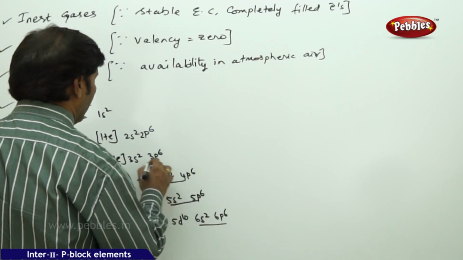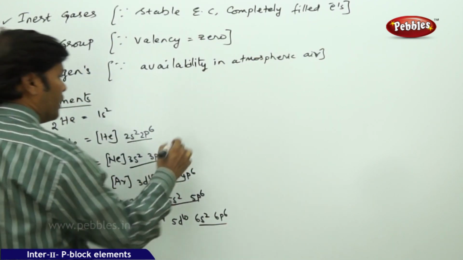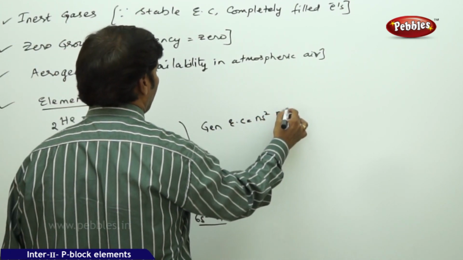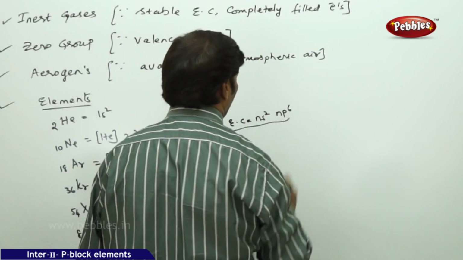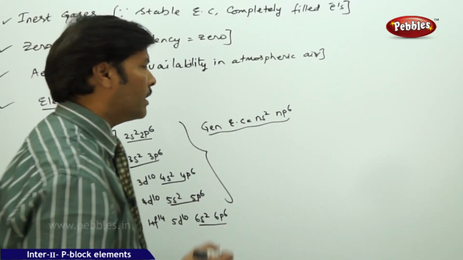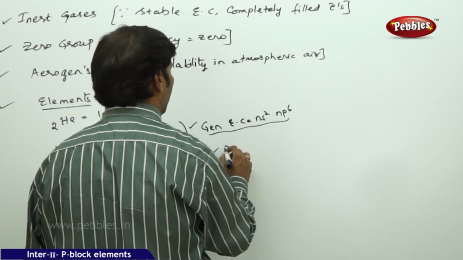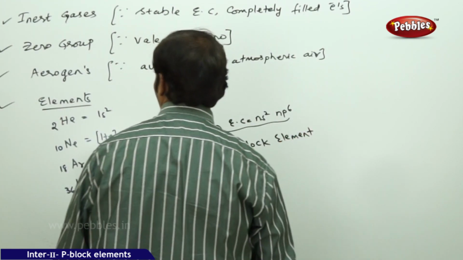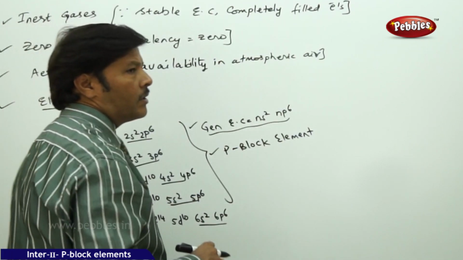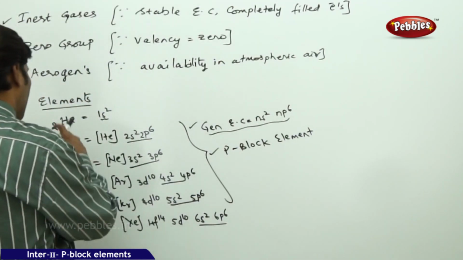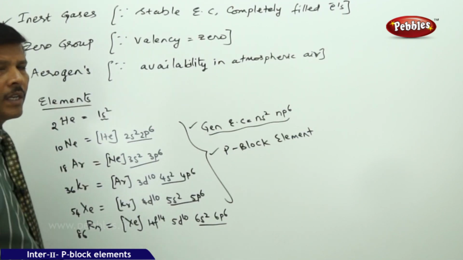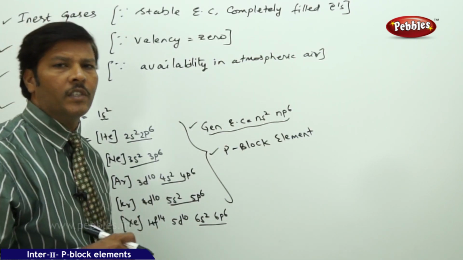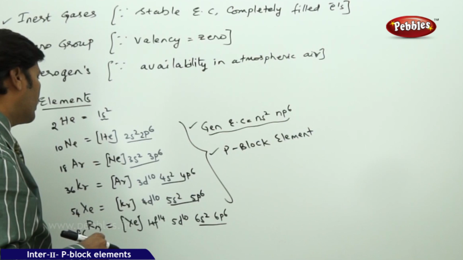So you are finding that except for helium, the general electronic configuration of all the elements is ns2 np6. Because the differentiating electron, the last electron, is entering into the p orbital, we can call them p block elements. But helium is an exception, because its differentiating electron is entering into the s orbital. Except for helium, ionization of the rest of the gases is very difficult because of the stable electronic configuration. A large amount of energy is required.